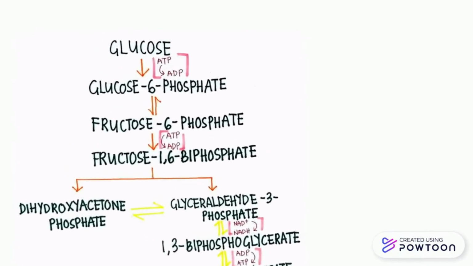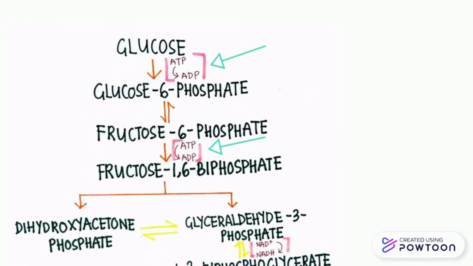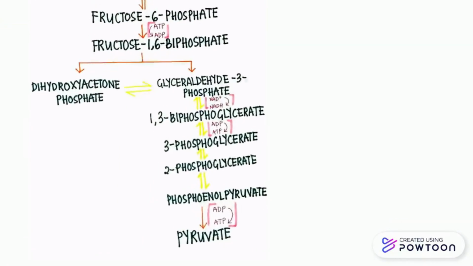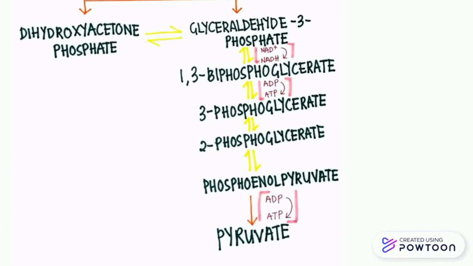The first 5 steps will use 2 ATPs to break down glucose into glyceraldehyde 3-phosphate and dihydroxyacetone phosphate. The glyceraldehyde 3-phosphate molecules will then continue to oxidize until they turn into the final product, which is pyruvate, and release 2 ATPs and 2 NADH molecules.